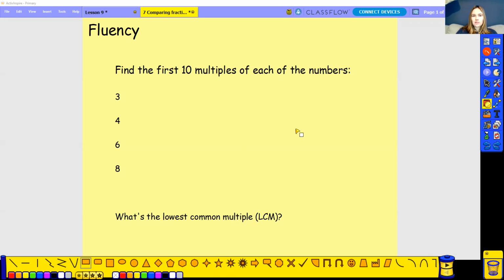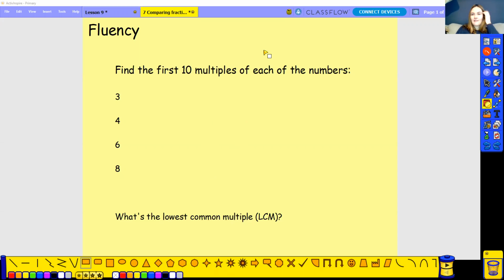So on the board you've got some fluency questions. It says can you find the first 10 multiples of each of these numbers, and then you need to find the lowest common multiple. So the lowest multiple that is in all the different times tables. So have a go at doing that, and then I will put your answers on in a second.